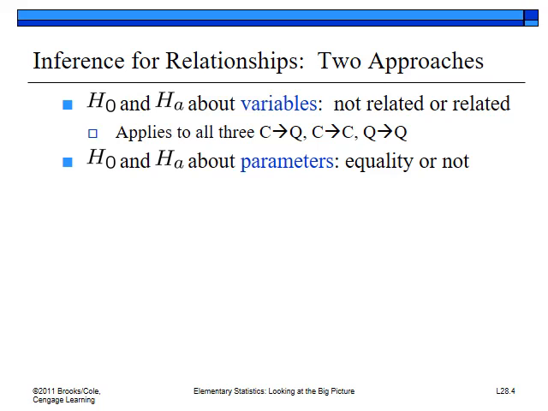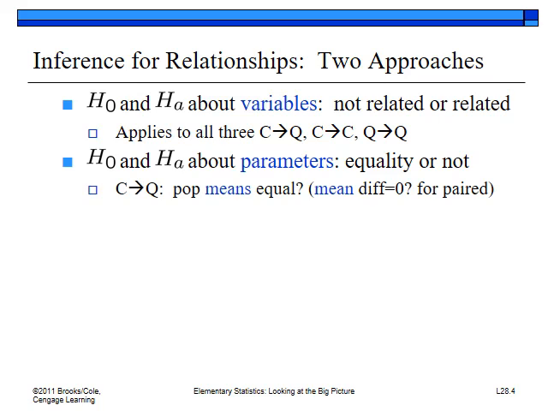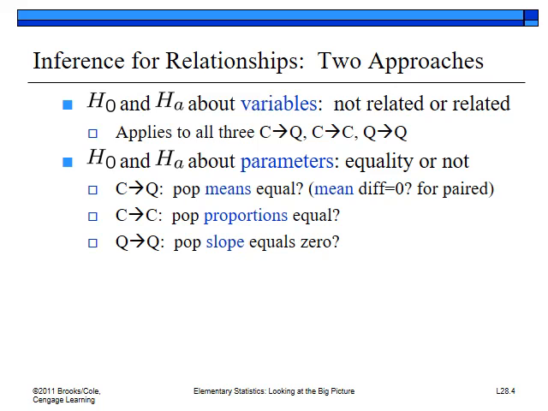We could also frame our inference question in terms of null and alternate hypotheses about parameters, whether they are equal. In this case, we might ask whether the population means for the 2 different categories are equal. Or, if we're talking about paired, whether the difference in the means is 0. When we're talking about categorical to categorical, we'll ask whether the population proportions are equal. And for quantitative to quantitative, we'll use regression and ask whether the population slope is 0.